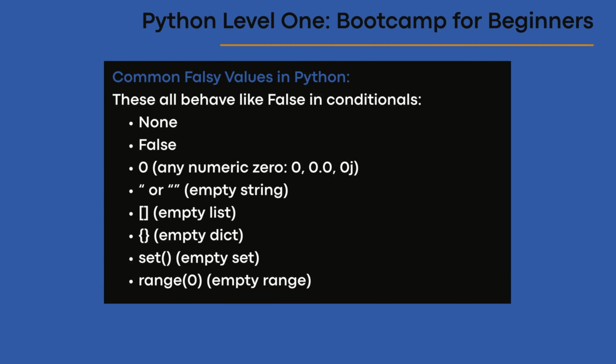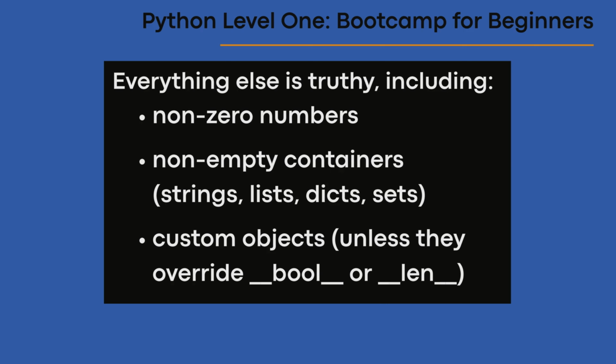There are common falsy values in Python: None, False, any numeric zero like 0 or 0.0, an empty string, an empty list, an empty dictionary, an empty set, or an empty range. All of these are falsy. They all behave like false in conditionals. Everything else is truthy, including non-zero numbers, non-empty containers, and a string, double quote, even if it just has a space, it is not empty. So that is truthy.